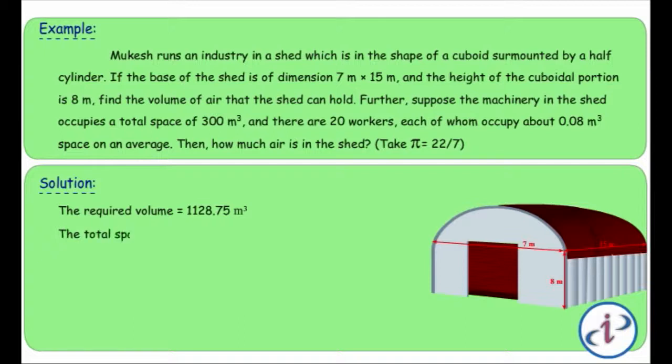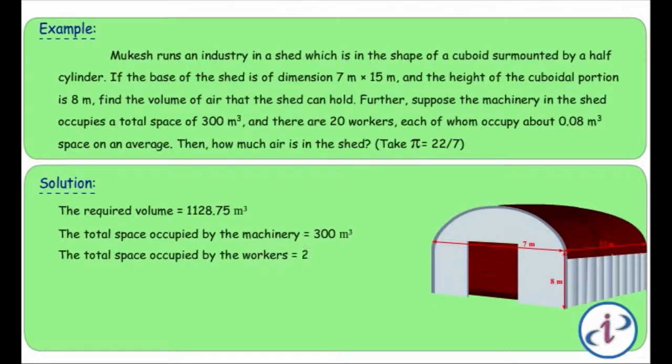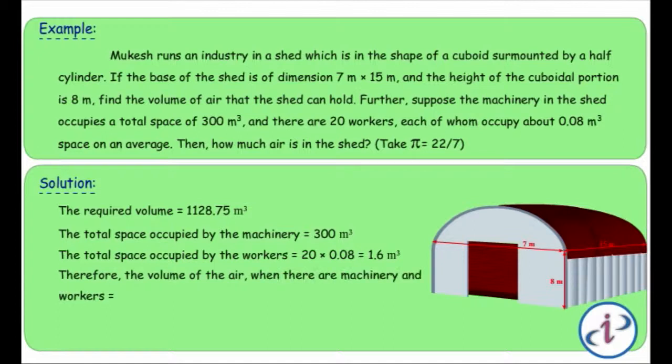Next, the total space occupied by the machinery is equal to 300 meters cube and the total space occupied by the workers is equal to 20 times 0.08, which is equal to 1.6 meter cube. Therefore, the volume of the air when there are machinery and workers is equal to 1128.75 minus 300 plus 1.6, which is equal to 827.15 meters cube.